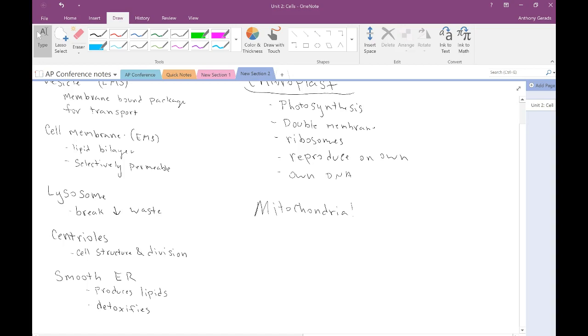Okay. The mitochondria, biggest process that happens here, cellular respiration, which makes ATP. This is where ATP is made, in this mitochondria. If I don't have a mitochondria, or my mitochondria don't work, I cannot make energy. So we've got this mitochondria, and guess what? This thing also has a double membrane.